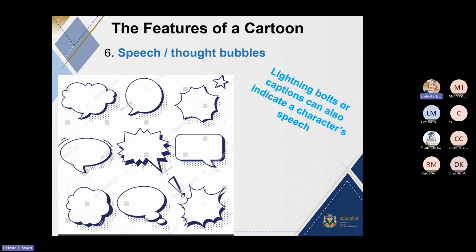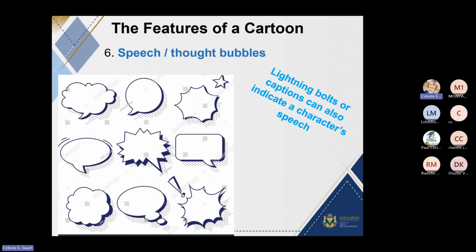Speech or thought bubbles. Now, you can see there's different bubbles here. This thought bubble will have little, loose circles, the bottom one in the center, to show this is what someone's thinking. A speech bubble is usually a solid bubble. Those with the jagged edges could be because someone's shouting or angry.